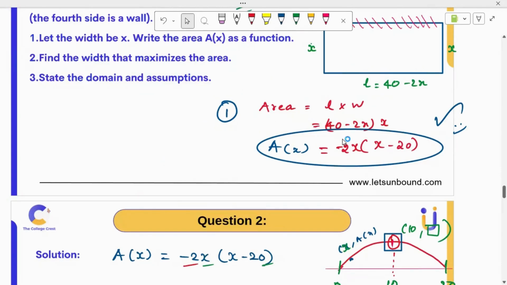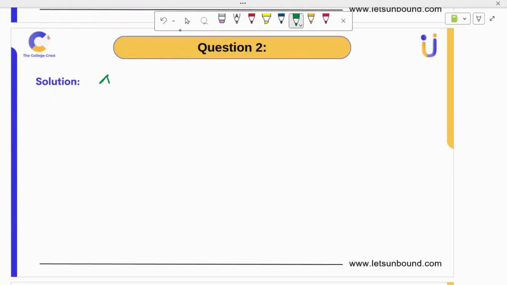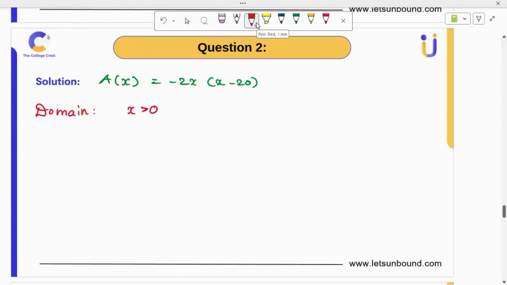Now the third part is to state the domain and assumptions. This is my area function, A of x is minus 2x, x minus 20. Domain is very important. x is the width, correct? So x has to be greater than 0. Even equal to 0 you won't take here. 0 width, no, it will become a line, correct? So x is strictly greater than 0. And can I take it till infinity then? No. Your width should be greater than 0, and your length also should be greater than 0.